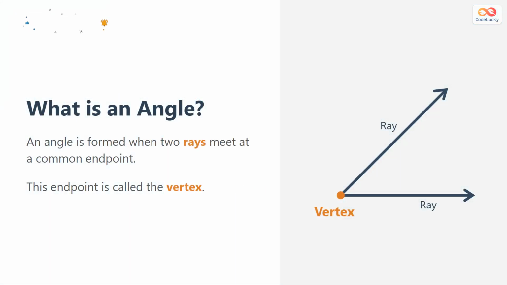Before we dive in, let's quickly remember what an angle is. It is simply formed when two rays meet at a single point. This meeting point is known as the vertex.